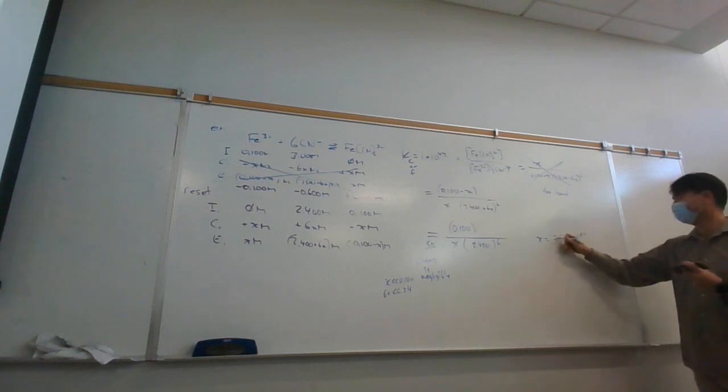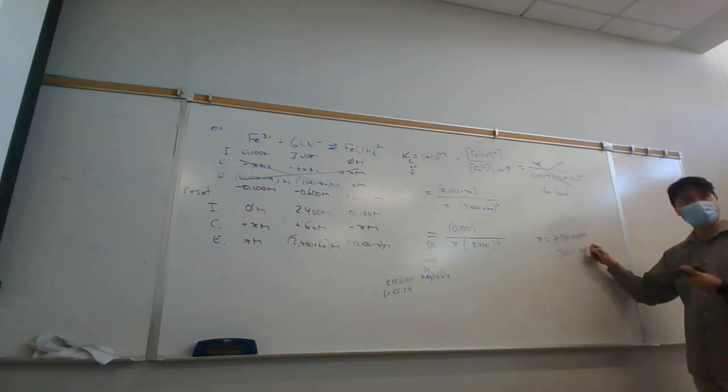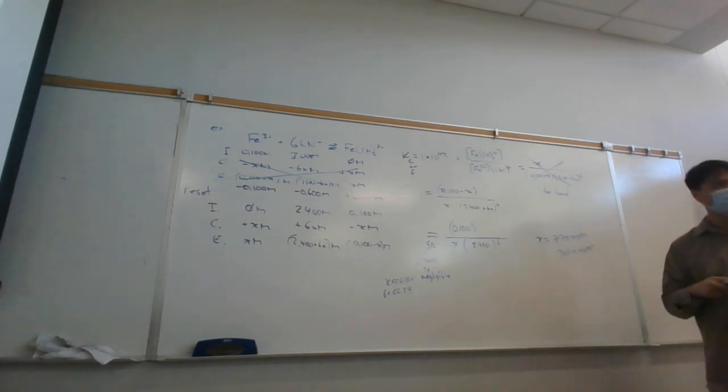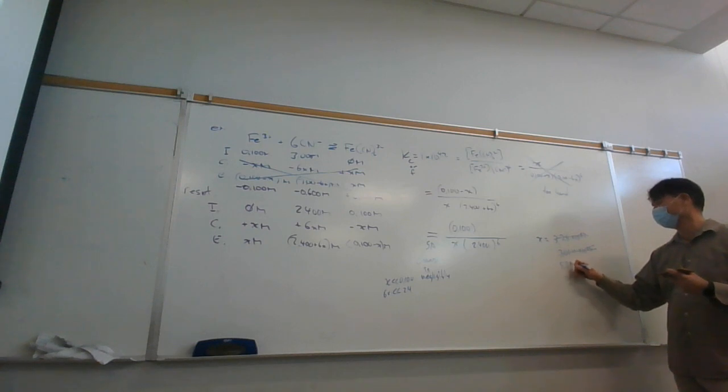All right, how about this one? 3.014 times 10 to the negative 45. Did anybody get that? I got 5.23 times 10 to the negative 46. Is that what everybody got? Okay.